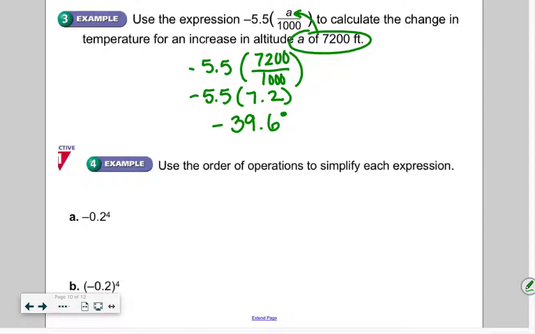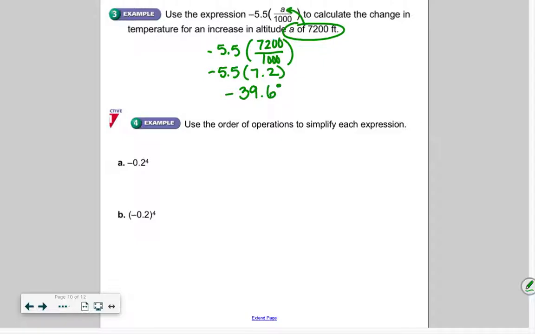Next questions. Use the order of operations to simplify each expression. Letter A, positive or negative answer? Positive. Not positive. Oh, why is this not going to be positive? This is absolutely a negative answer. Why? Because the negative isn't protected by parentheses. The negative is not inside those parentheses. So this is going to be a negative answer no matter what.